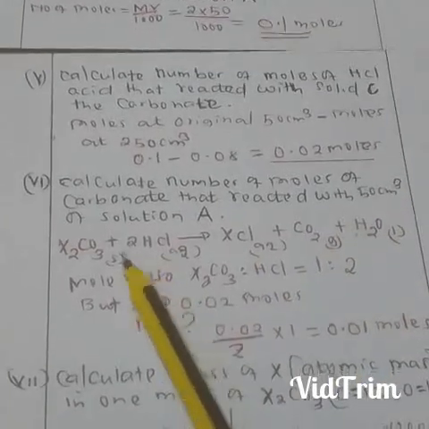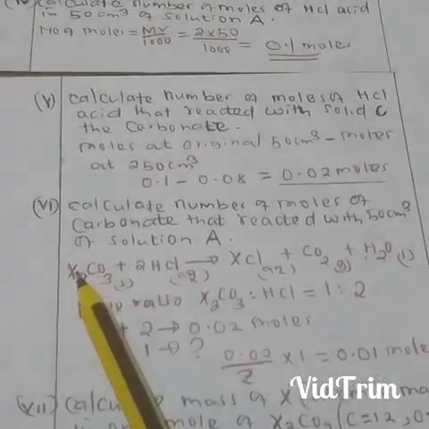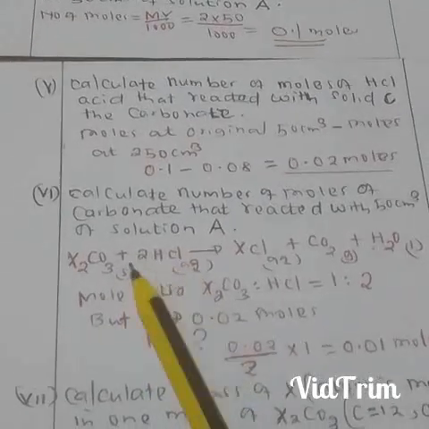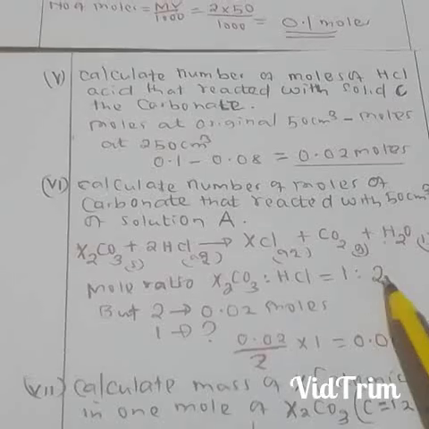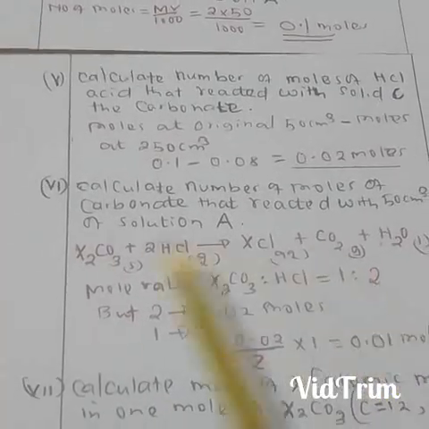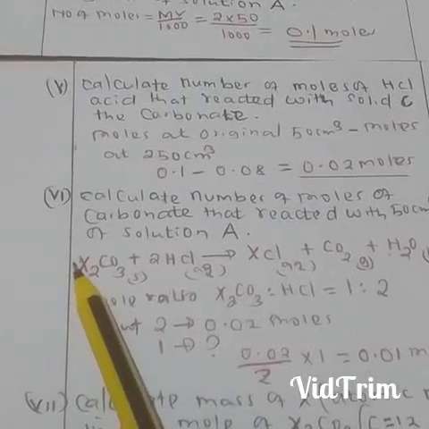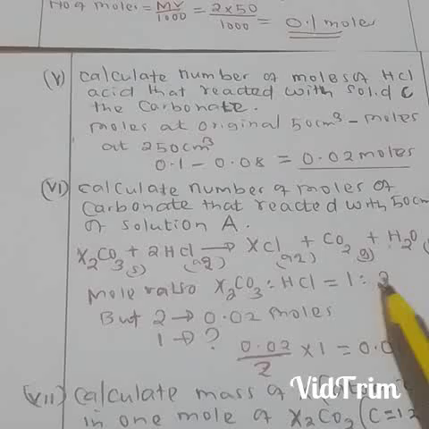Then my student, if you write this equation carefully, let us check on the mole ratio between the carbonate and the acid. So if we have balanced the equation, you find out that the mole ratio between the carbonate and the acid is 1 to 2. The mole ratio is 1 to 2. How? Look, here on the carbonate, it is just 1 mole of the carbonate reacting with the 2 moles of the acid. So the mole ratio is 1 to 2.